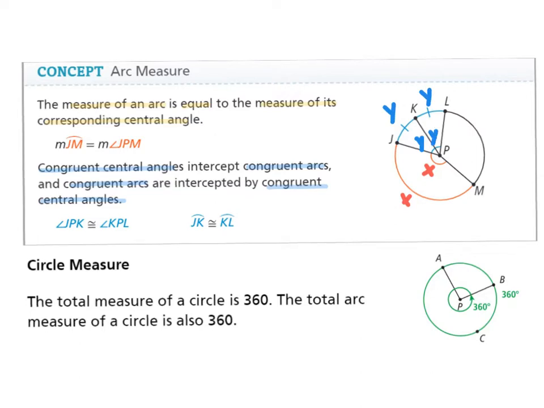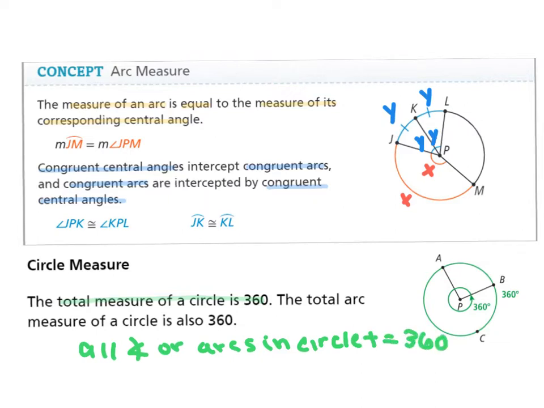The bottom theorem tells us that the total measure of a circle is 360, which means that all angles or arcs in a circle add to equal 360 degrees.